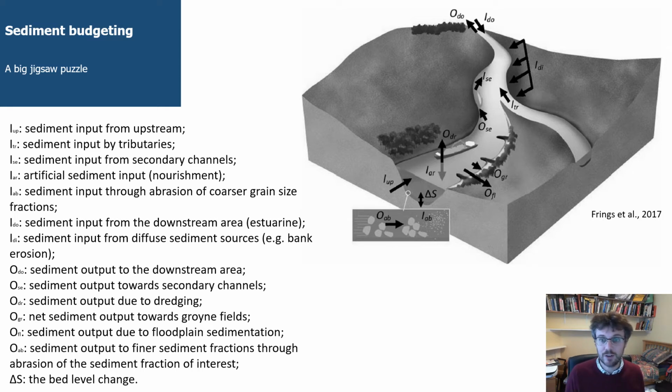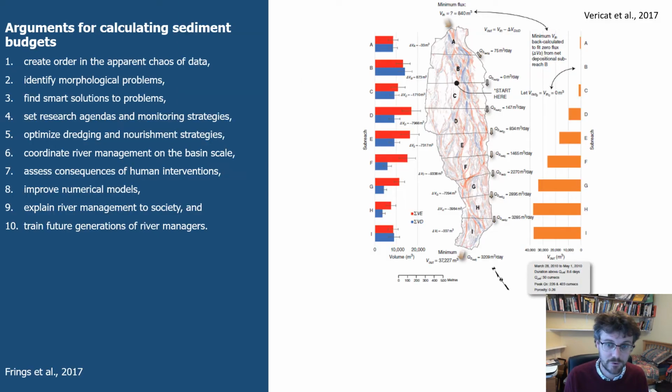And conversely, degradation might erode the foundations of flood defences or bridge piers, which might cause sediment-related hazards. So Frings went on to make 10 arguments for calculating sediment budgets: to create order in the apparent chaos of data, to identify morphological problems, to find smart solutions to problems, to set research agendas and monitoring strategies, to optimise dredging and nourishment strategies, to coordinate river management on a basin scale, to assess the consequence of human interventions, to improve numerical models, to explain river management to society, and train future generations of river managers.